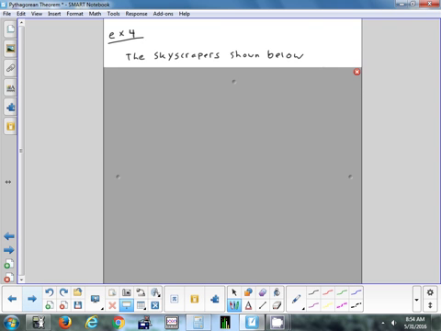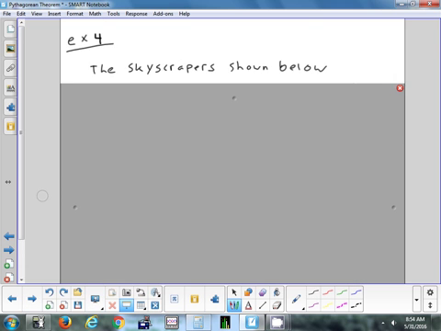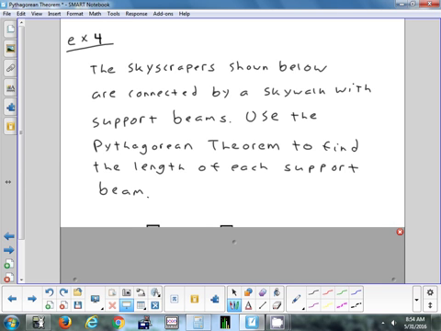All right, last problem. I think you guys already have it written on your sheet. You guys got the diagram on it too? Yeah. It says the skyscrapers shown below are connected by a skywalk. And it says use the Pythagorean theorem to find the length of the support beam.